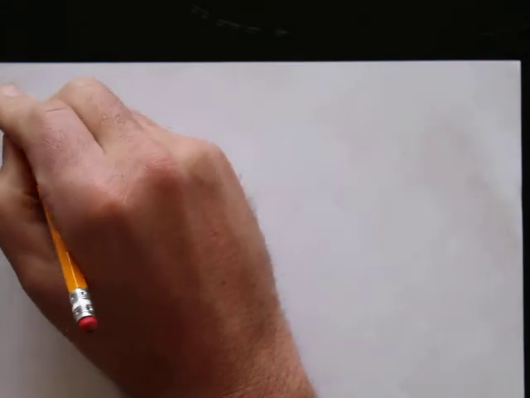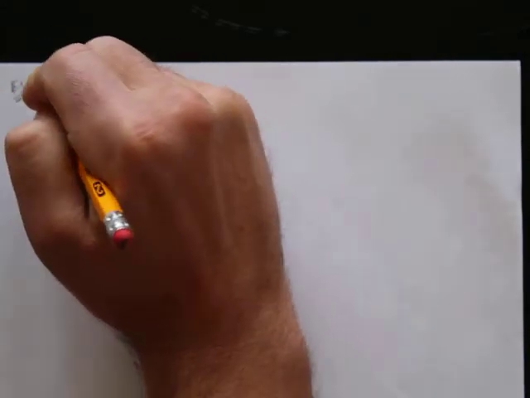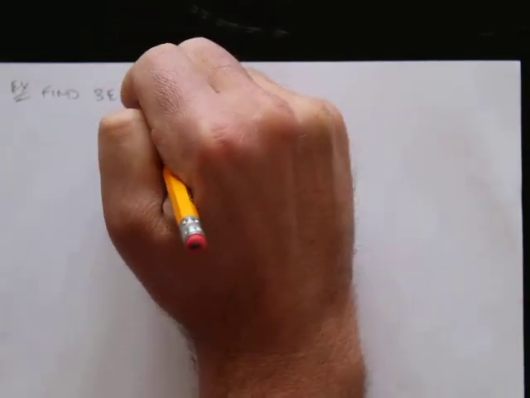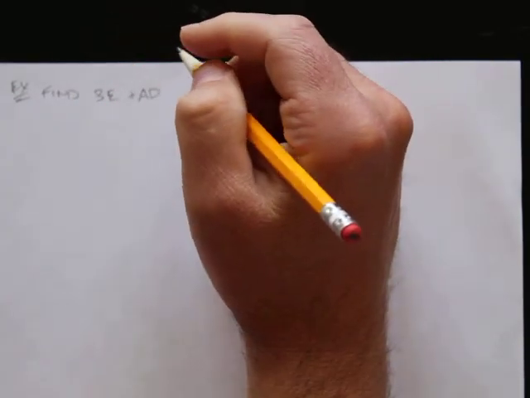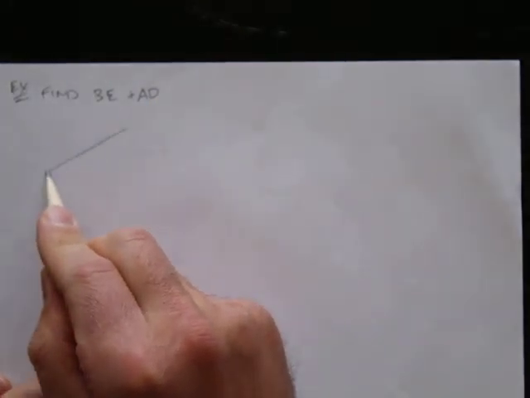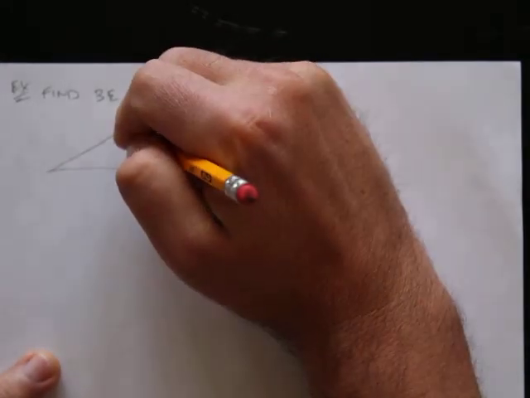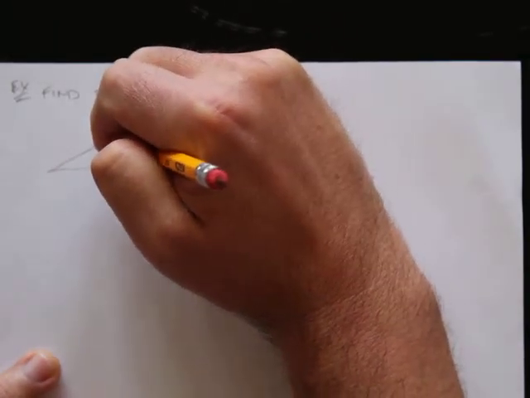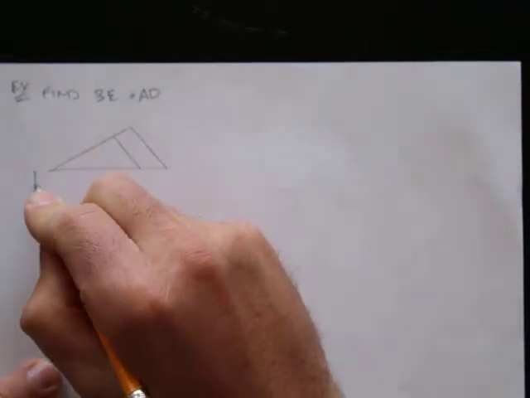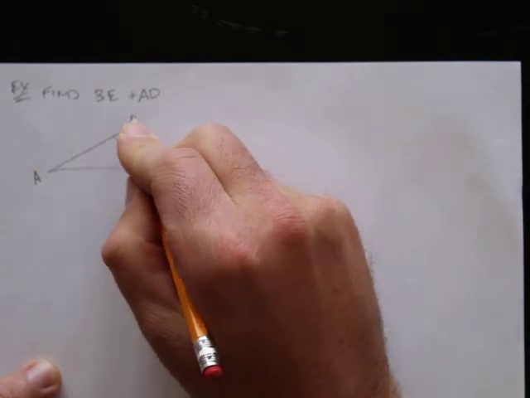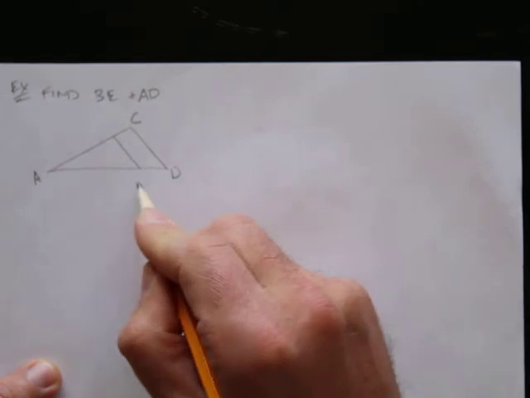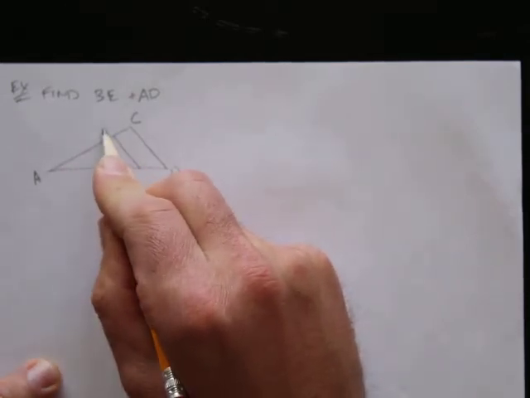So here's the example that we're going to do. Find BE and AD. I have a triangle that looks like this, and there is another side in there. This is angle A, triangle ACD. That's the big one, and then the small triangle is ABE.